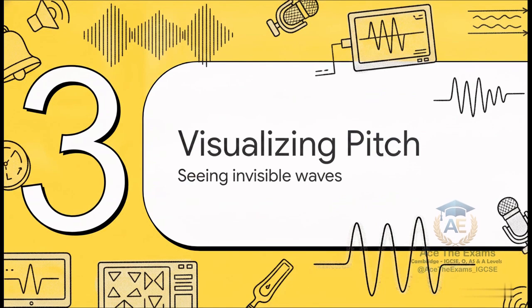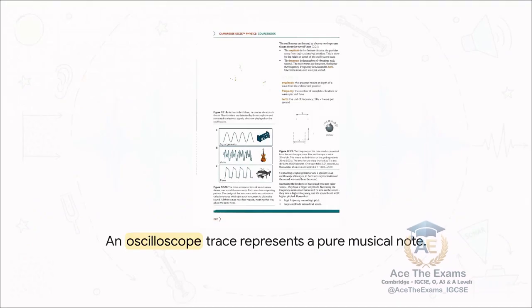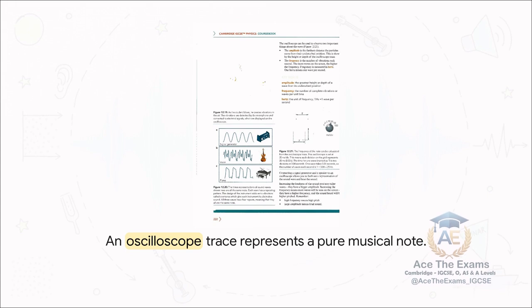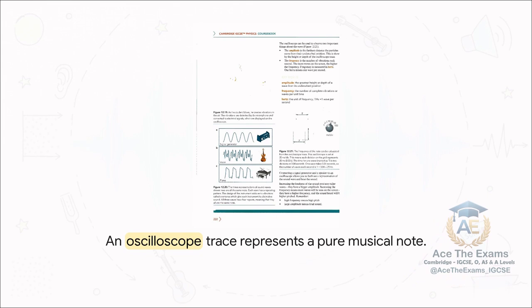All right, on to section 3. How do we actually visualize these invisible waves to understand pitch and loudness? Since we can't see air compressing, scientists use an instrument called an oscilloscope. By using a microphone to convert a sound wave into an electrical signal, the oscilloscope produces a trace line on a screen. It brilliantly translates those invisible air squashes into a clear visual wave.